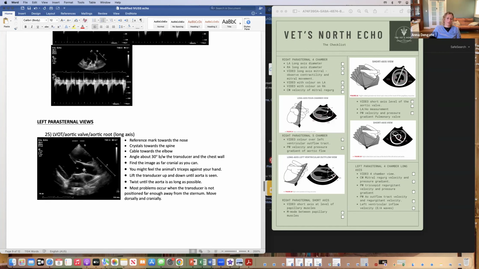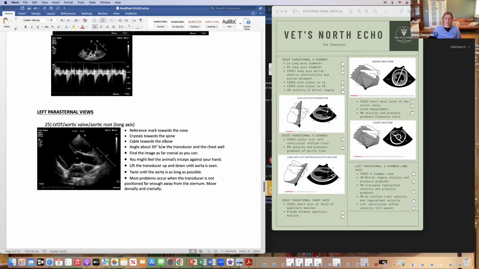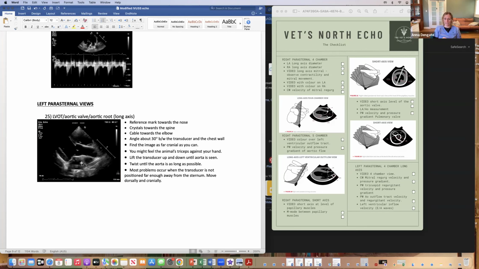So if you look now, this heart's not on its head anymore. It's slightly fallen over. We've moved our probe cranially to be more alongside the heart rather than at the apex, so you're going to be on less of an angle. Your light should always be towards the nose.